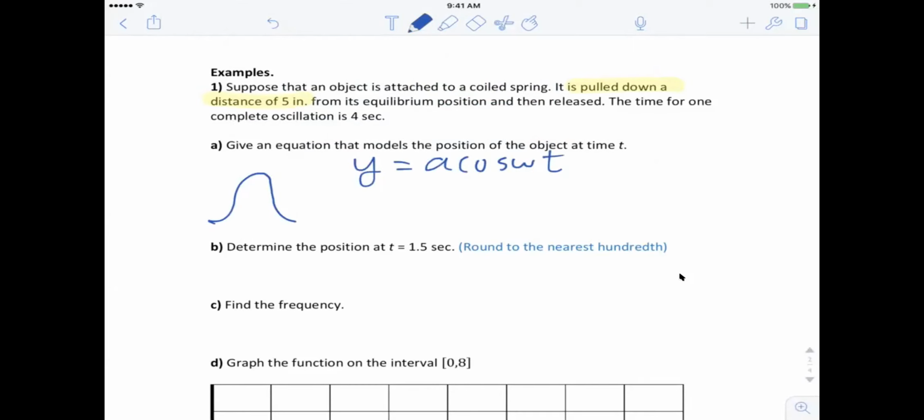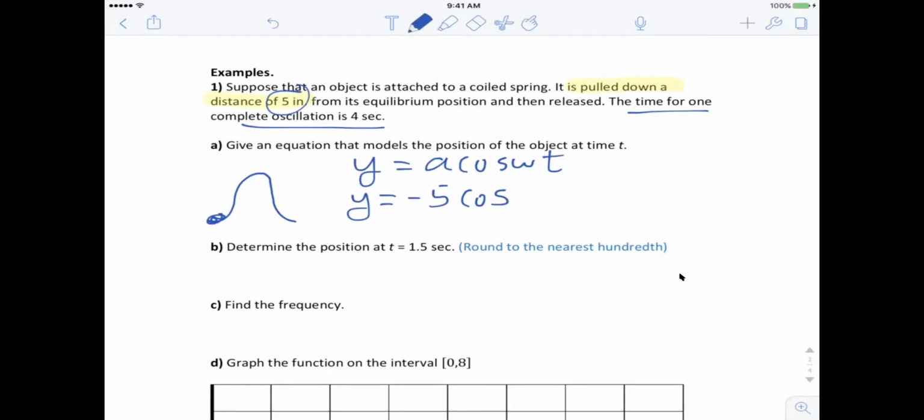And your goal is to figure out what a and omega are. A is that distance of 5, okay? Except if you start at the bottom like this, it's -5, right? So I'm going to plug in -5 for the a. And then now all I have to do is figure out the omega. One thing I know is that the time for one complete oscillation is 4 seconds. That's the definition of a period.